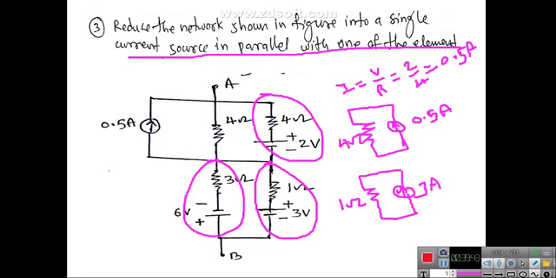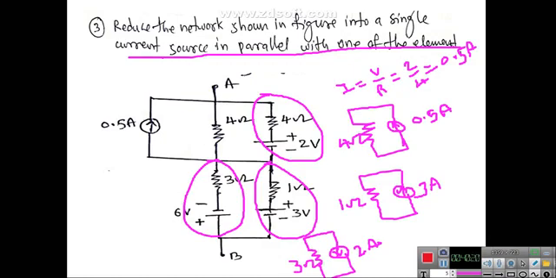Similarly you can convert this. 6 divided by 3, that means 2 ampere. What is the polarity of the current? The direction of the current is downward, because the polarity is negative and positive, and current flows from lower to higher potential. Its value is 2 ampere, connected in parallel with the resistance. What is the parallel resistance? The parallel resistance is 3 ohm. So that is how you convert all these 3 voltage sources into current sources.